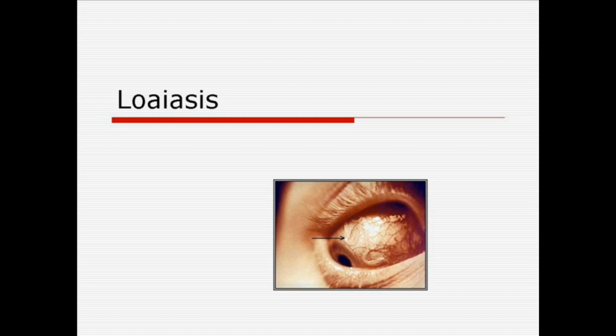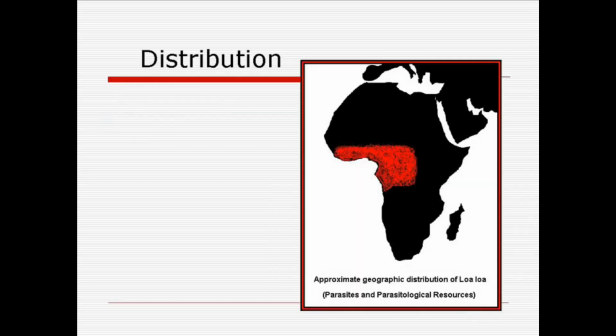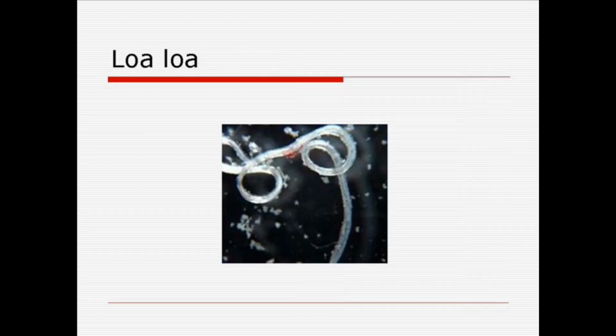The disease can cause red, itchy swellings below the skin called Calabar swellings. It is estimated that 12 to 13 million humans are infected with Loa loa. The geographical distribution of human loiasis is restricted to the rainforest and swamp forest areas of West Africa, being especially common in Cameroon and on the Ogooué River.